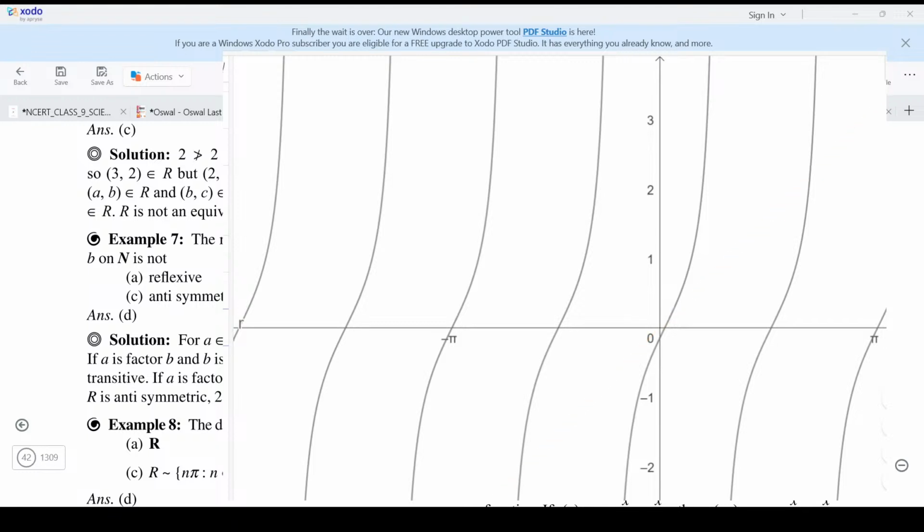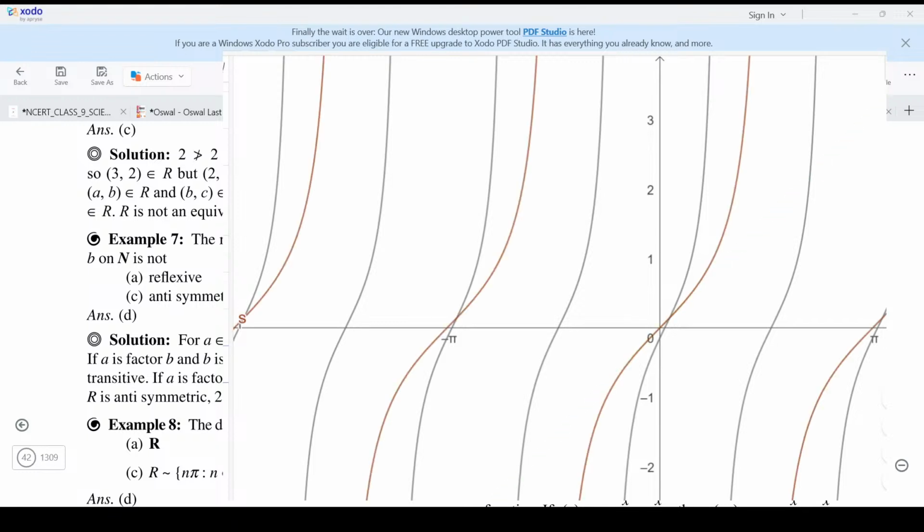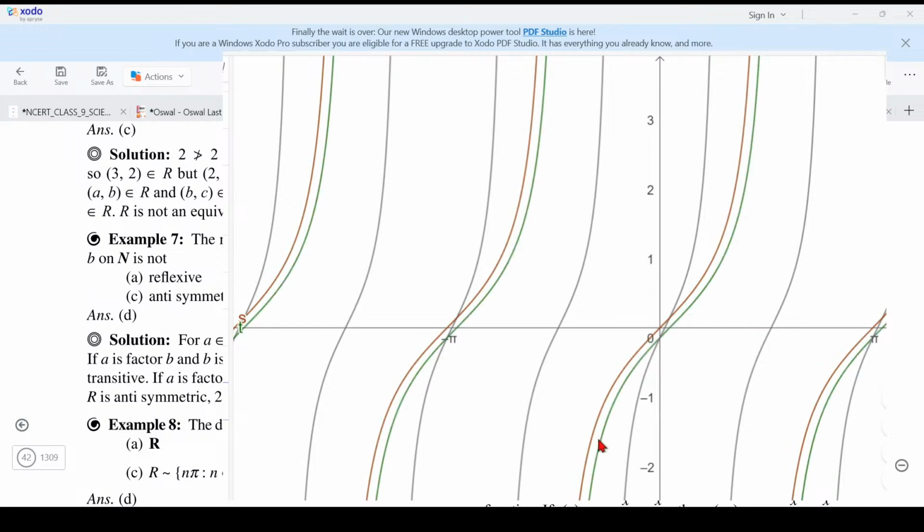Okay. Can you see my screen? I am trying to draw. No, sir. Okay, wait.